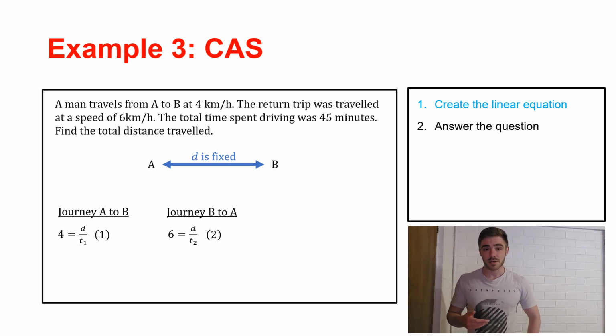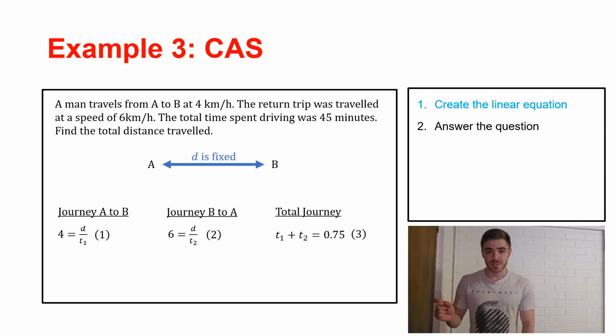This means there must be a third equation somewhere in the information, and there is. We're told that the total journey took 45 minutes. That gives us our third equation. This means that t1 plus t2 equals 45 minutes. But this is better said as 0.75 because everything is in terms of hours and kilometers. So we have our 3 equations and our 3 unknowns.